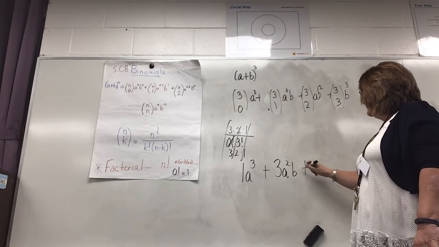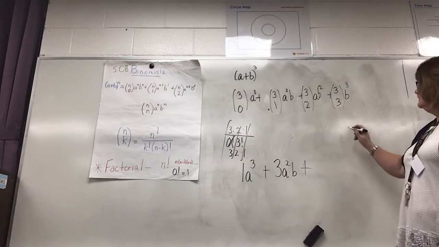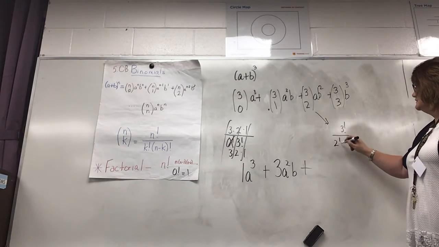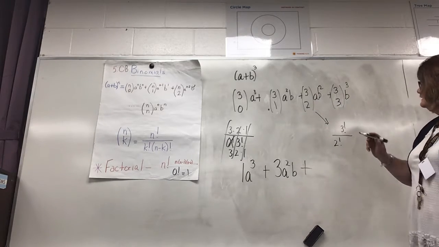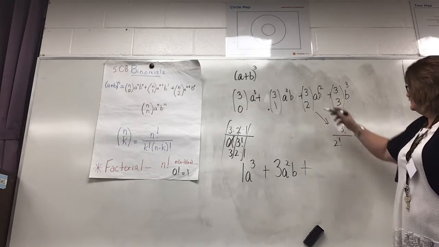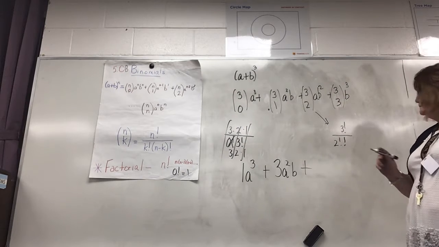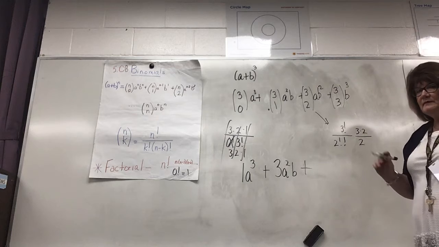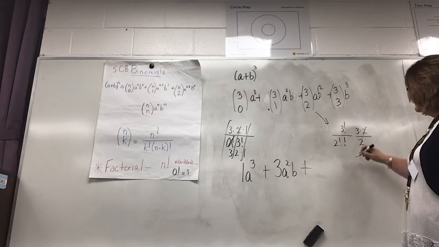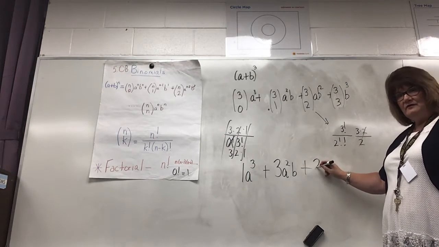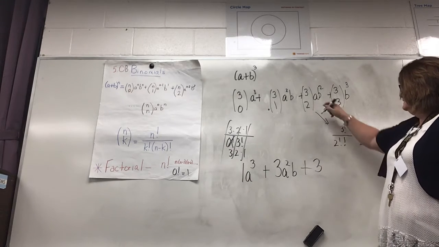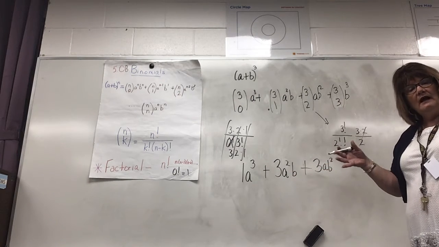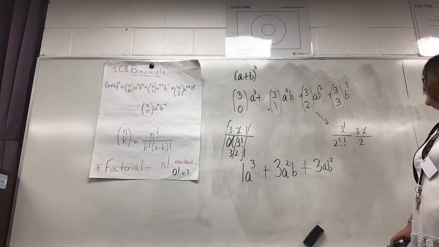A squared b. Now we do 3 over 2. So 3 factorial over 2 factorial, following my blue formula. n minus k, 3 minus 2 is 1 factorial. So it'd be 3 times 2 over 2. I'm not writing my 1s. My 2 cancels, and again, I'm left with 3. A b squared. So notice that the middle terms will have a coefficient.